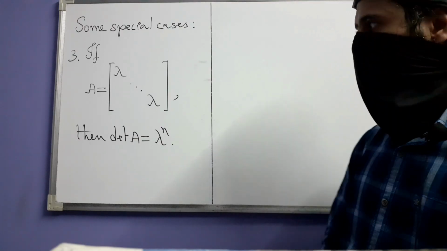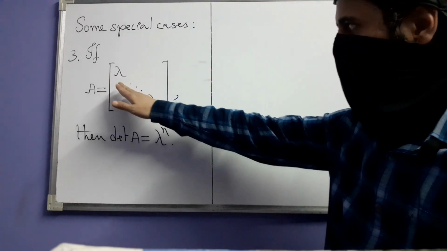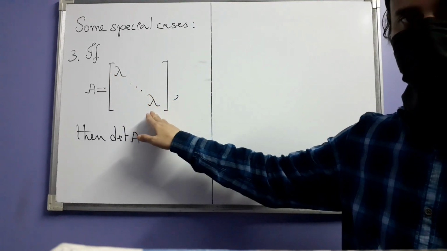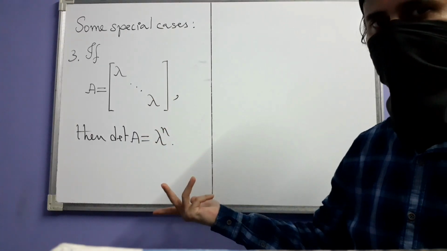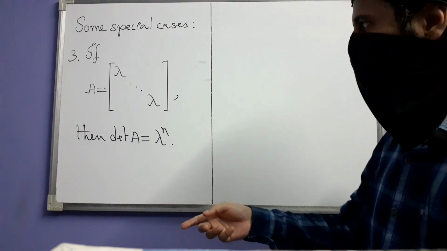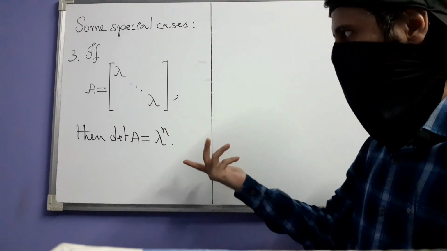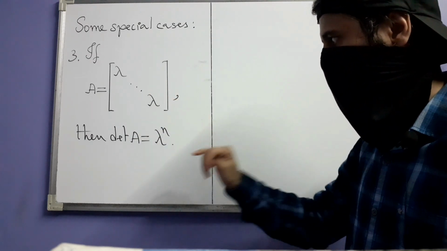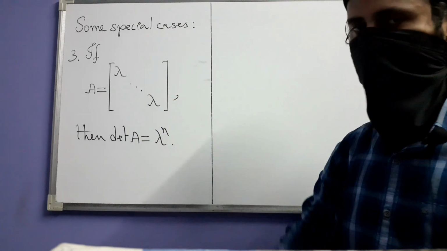More generally, if you have the same entry lambda along the leading diagonal, which is not necessarily 1, it may or may not be 1, then the determinant again is the product of the diagonal entries, which this time is lambda to the power n.